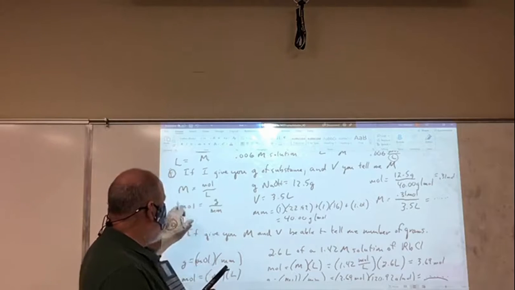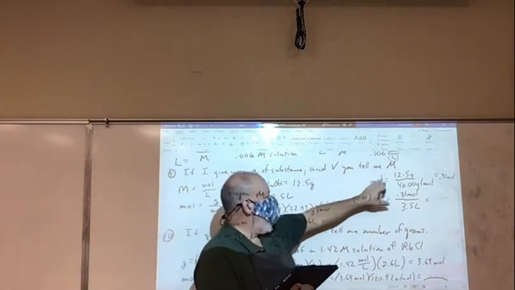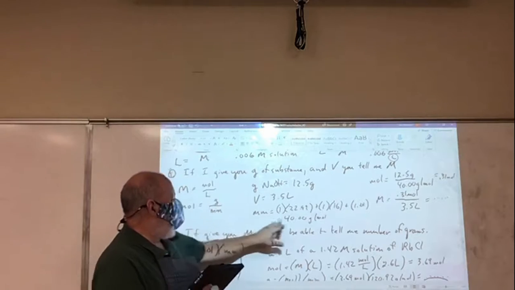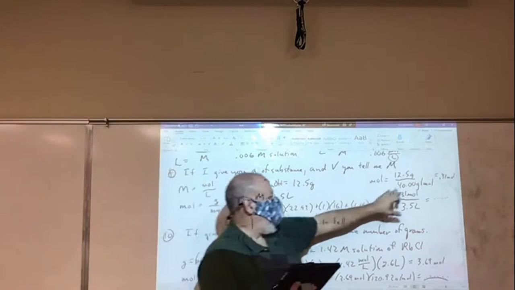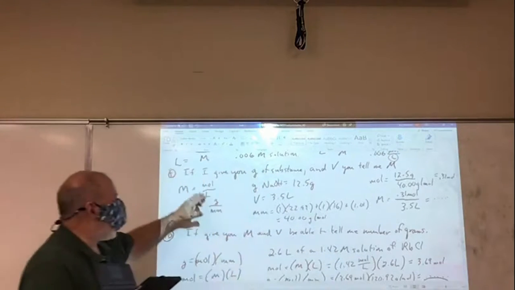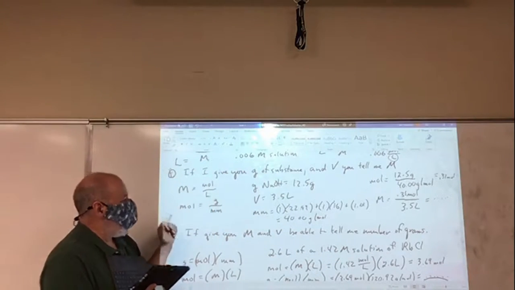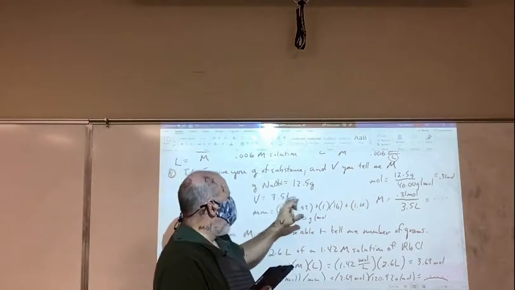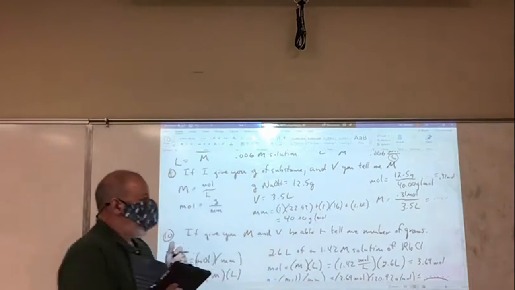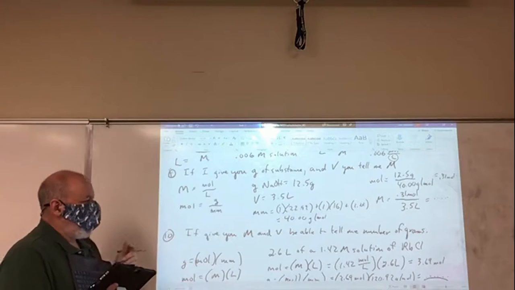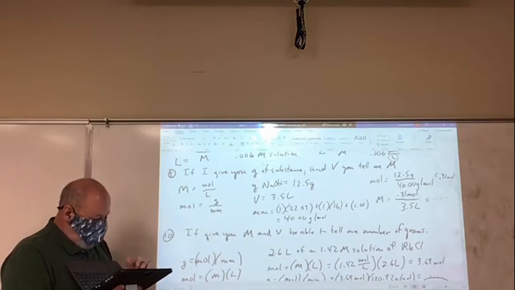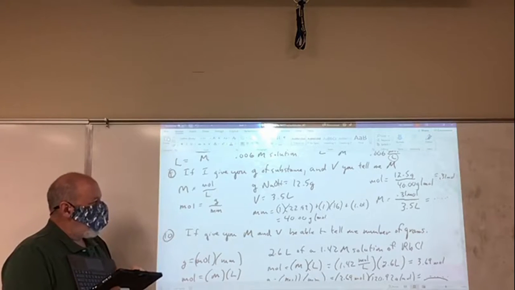But anyway, let's figure out the number of moles. Moles equals 12.5 grams, and, oh, there's the molar mass, divided by 40. That equals 0.31 moles. Then I go back and plug in that 0.31 moles. And, oh, I've been given the liters, so I can figure that out. 0.31 divided by 3.5. I didn't bother to calculate that.